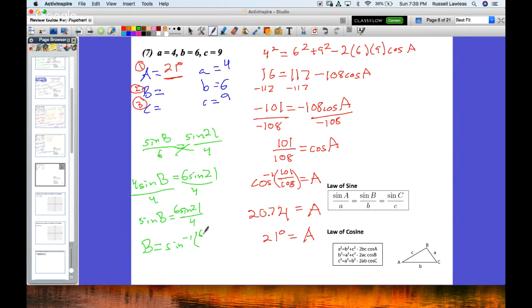Essentially, to find angles, if you're looking for an angle and it's the first one that you work on, it's normally going to be using the inverse sine or cosine. So if it's a law of cosine problem, use the law of cosine. If it's a law of sine, use the law of sine. And that will be roughly 32.52. But again, we'll round that to 33 degrees. And then to find this last angle, we're just going to do 180 minus 21 minus 33 to give us 126.